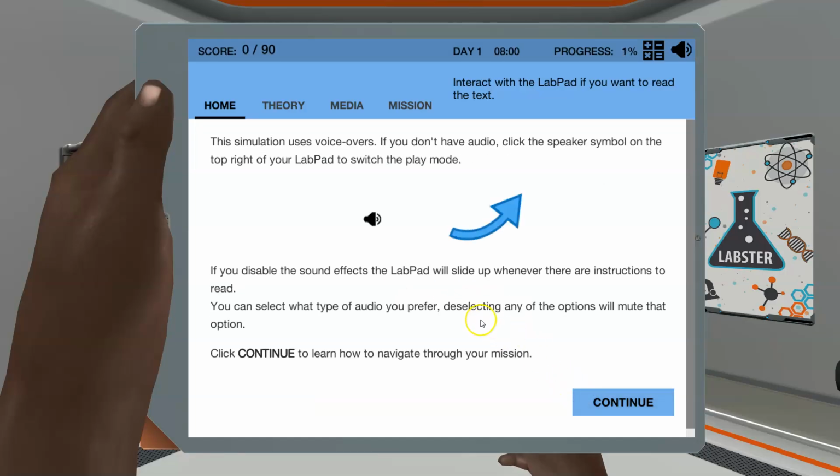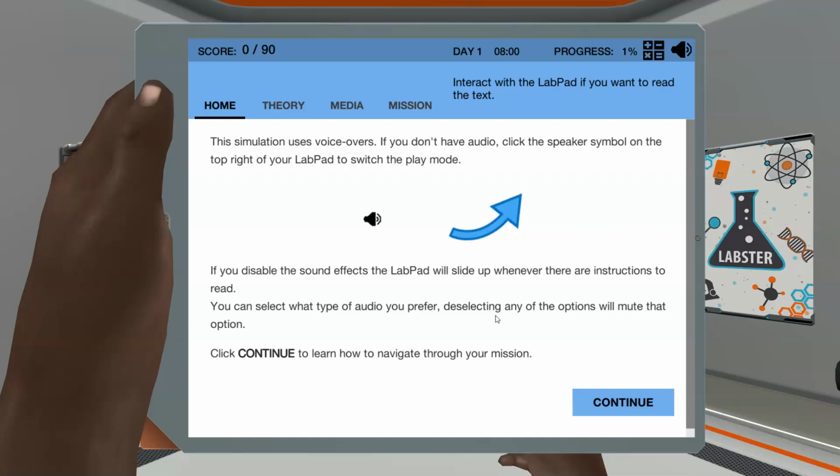This simulation uses voiceovers. If you don't have audio, click the speaker symbol on the top right of your lab pad to switch to play mode. If you disable the sound effects, the lab pad will slide up whenever there are instructions to read. You can select what type of audio you prefer. Deselecting any of the options will mute that option.